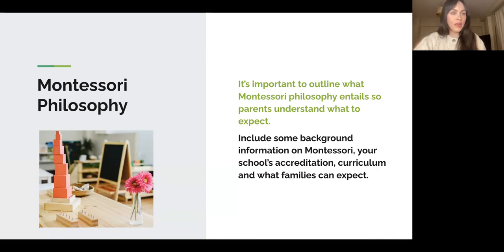Again, hopefully once parents have enrolled, they would have already gone through a school tour. They would have already gotten a little bit of an introduction to Montessori philosophy, but it never hurts to include this in your parent handbook, just so it's there in black and white and they can reference it throughout their time with you.